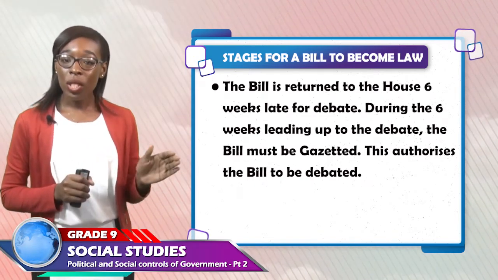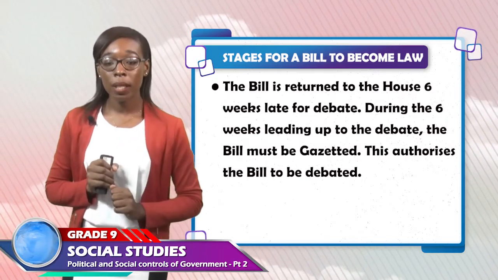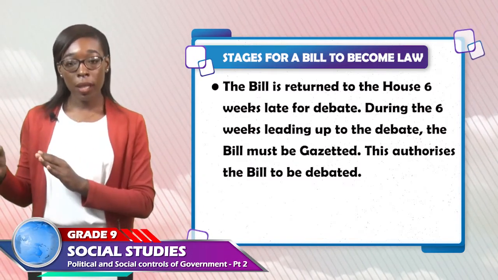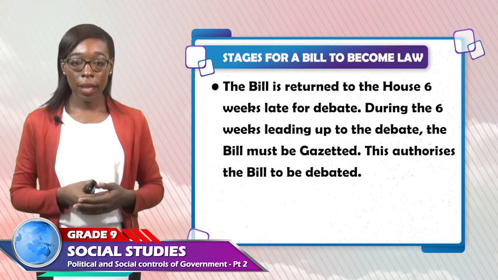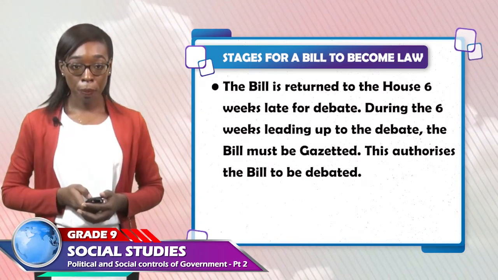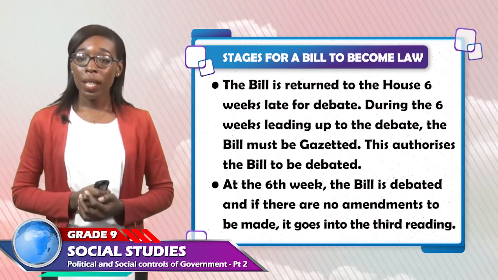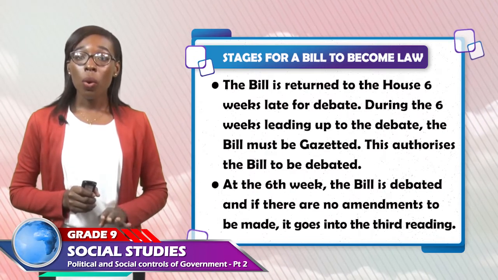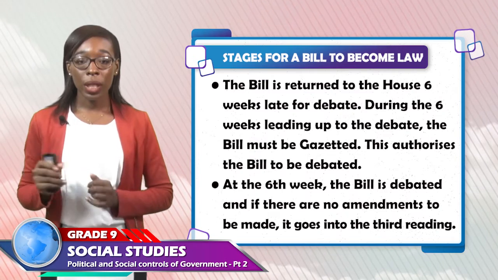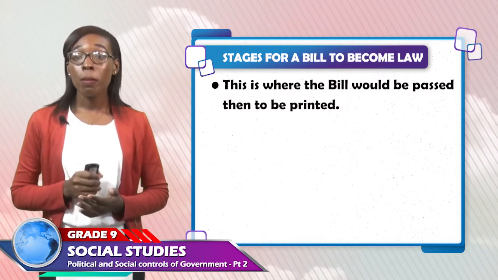The bill is returned to the House 6 weeks later for a debate. Now, during that 6 weeks leading up to the debate, the bill must be gazetted. This authorizes the bill to be debated. At the 6th week, the bill is debated, and if there are no amendments to be made, it goes into the 3rd reading. This is where the bill would be passed, then to be printed.